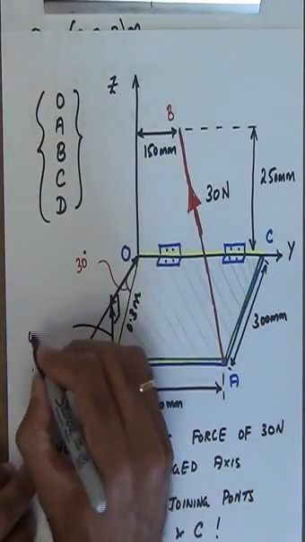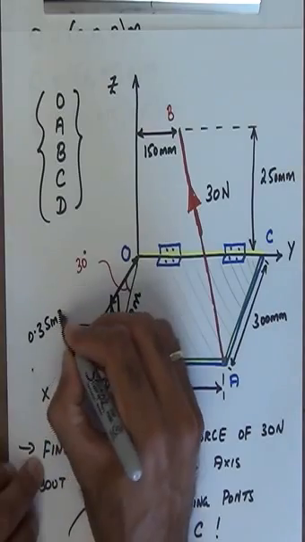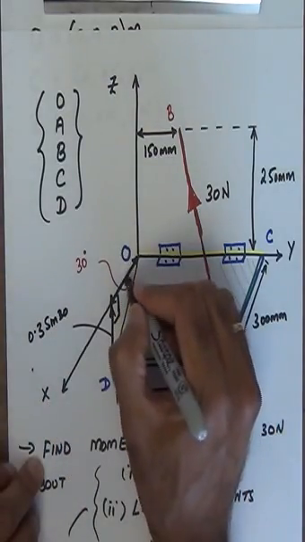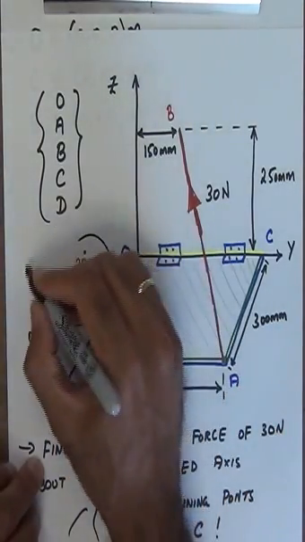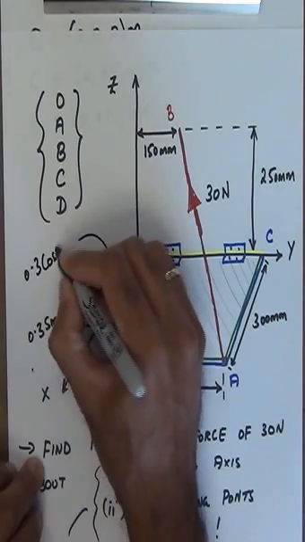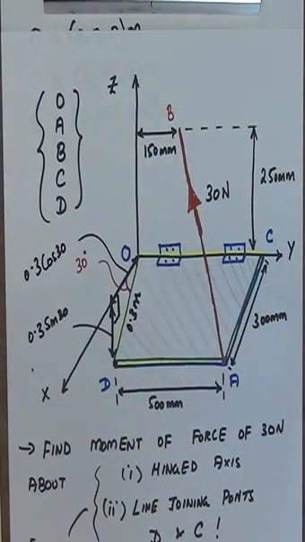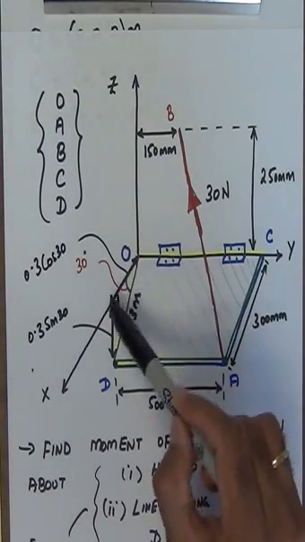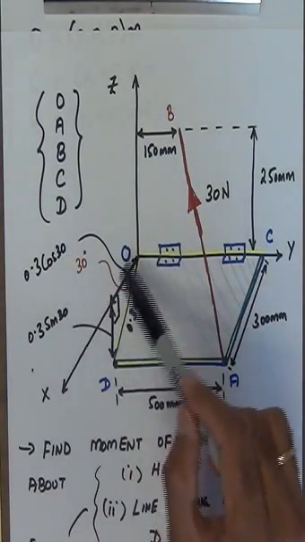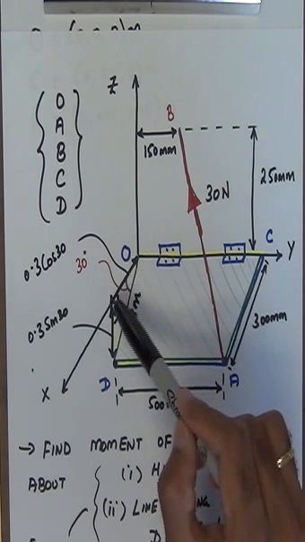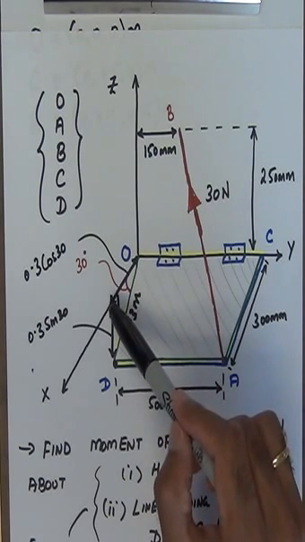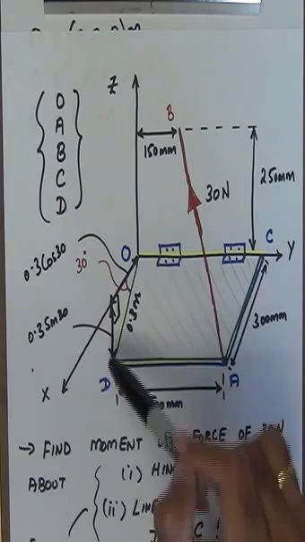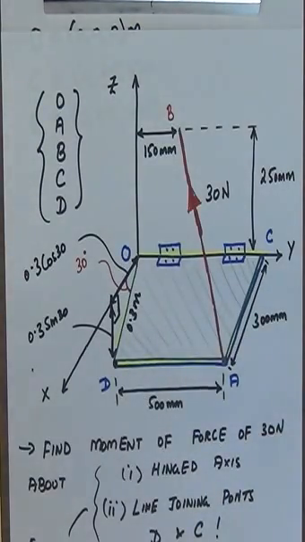Alright, so this is going to be 0.3 sine 30, and then this distance here is going to be 0.3 times cosine of 30. So you can see for the point D, there is a distance along the positive x direction, which is 0.3 times cosine 30. There is no distance along the y-axis, and there is a distance along the negative z-axis, 0.3 times sine 30, as you can see below here.